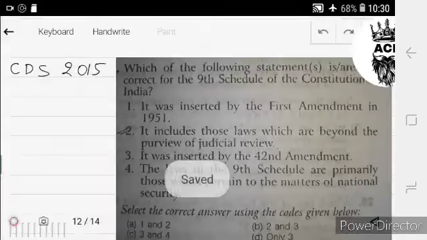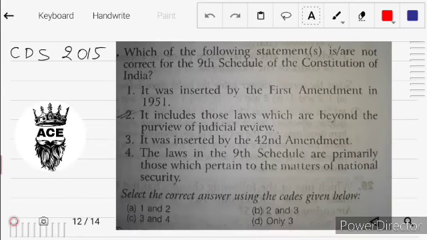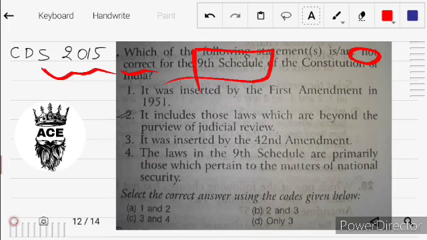Are you getting these things or not? This question is a very beautiful question. You will see that this question was asked in the CDS examination of 2015. It is a statement based question. One thing that I want to mark is that it has been asked which is not correct regarding the ninth schedule. So you have to find the correct ones, and you will get the non-correct.